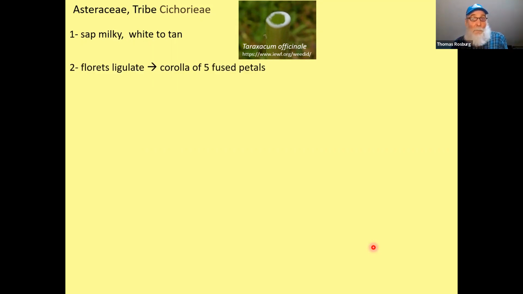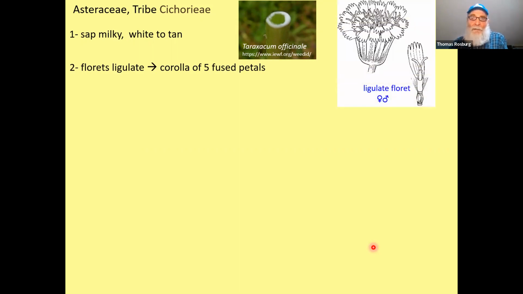The other thing, of course, is what we just got done talking about. The flowers are ligulate. They have that corolla. Corolla is a term for the collective petals, all the petals as a group, 5 fused petals. And again, we can see that in this picture, showing what a ligulate head looks like. All of these are ligulate flowers. And the corolla is this yellow portion that I just filled in there.